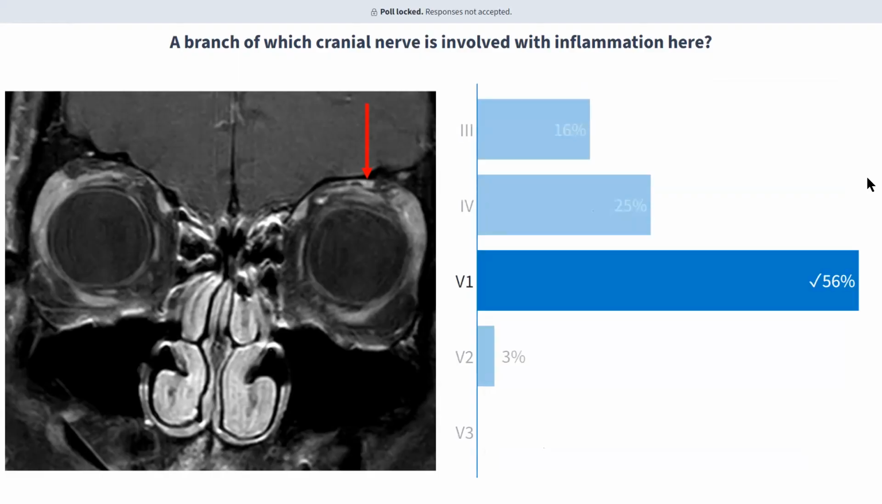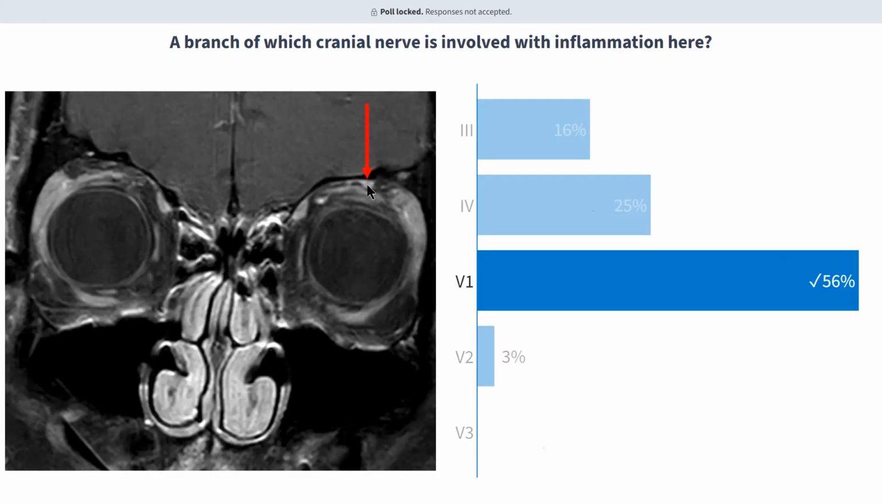Okay, great. Majority you got this correct, which is V1. So this patient had herpes zoster ophthalmicus. They had a V1 distribution vesicular rash and facial swelling. And sometimes people have hypoesthesia of this region. Sometimes people have orbital or ocular symptoms, which results in getting imaging of the orbits to delineate the extent of intraorbital involvement. In this case, there was a thickening and enhancement of the V1 nerve.